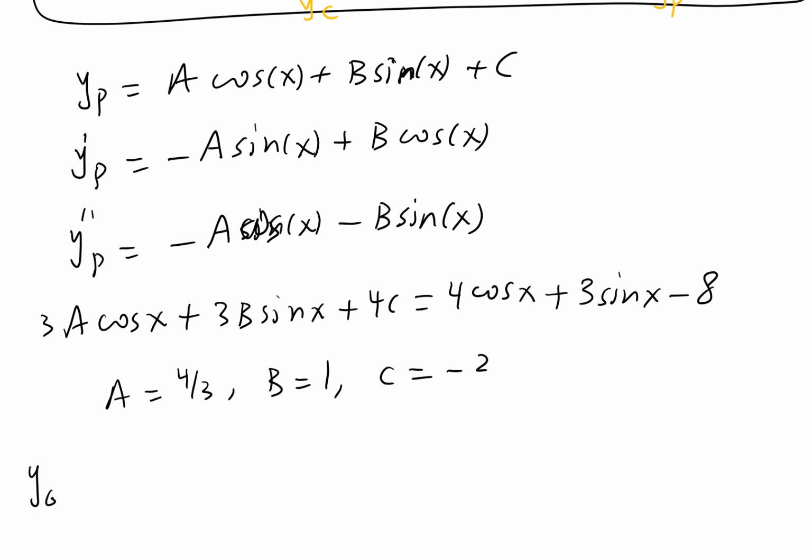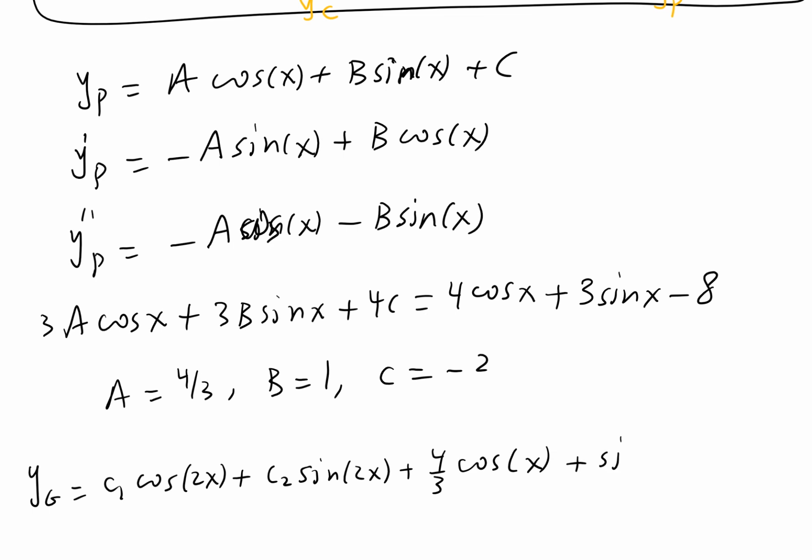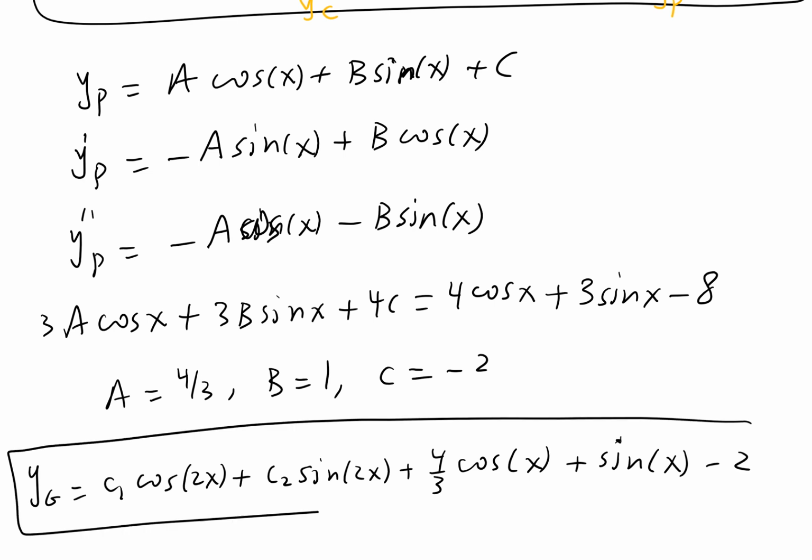So the general solution becomes c1 cosine 2x plus c2 sine 2x, plus a, which is 4 over 3, cosine x, b, which is 1, sine x, and minus 2. All the questions follow the same procedure.